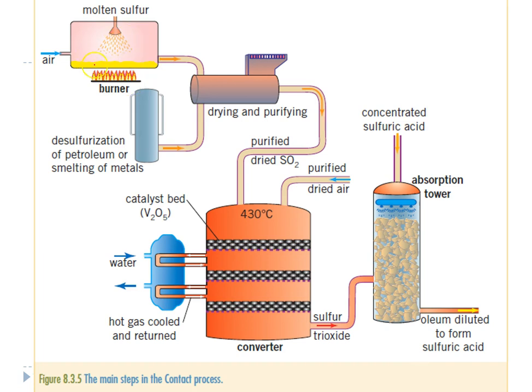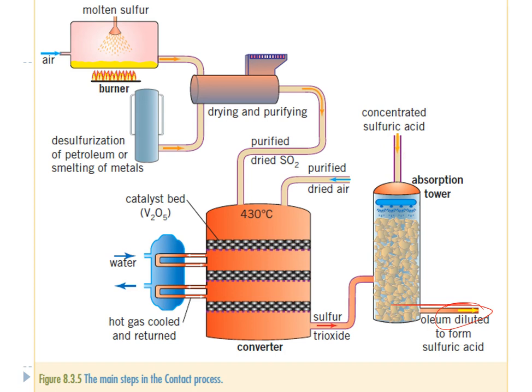So as I said, it can be done through elemental sulfur. So they take molten sulfur, dry it, purify it because we want to remove the water, or it can be taken from the desulfurization of fossil fuels. Passed through what we call the converter, which is where all the catalyst beds are. Okay, reacted, the oleum is then diluted to form sulfuric acid in the absorption tower, and sulfuric acid is gotten out the bottom as well as used up the top.